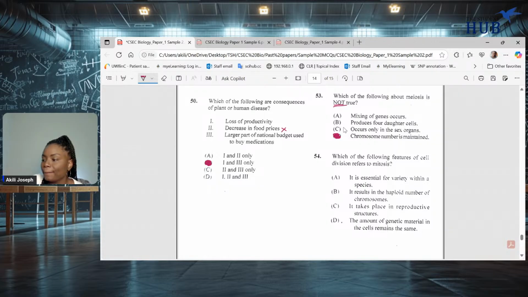So 54. The amount of genetic material in the cell remains the same. Mitosis is your photocopying machine, right? So whatever you put in is what you're going to get out. So D, yeah, is going to be it.